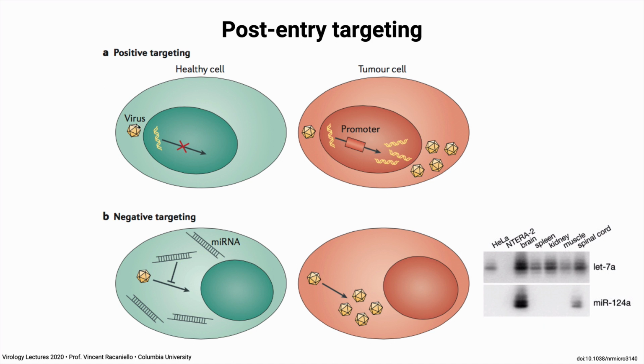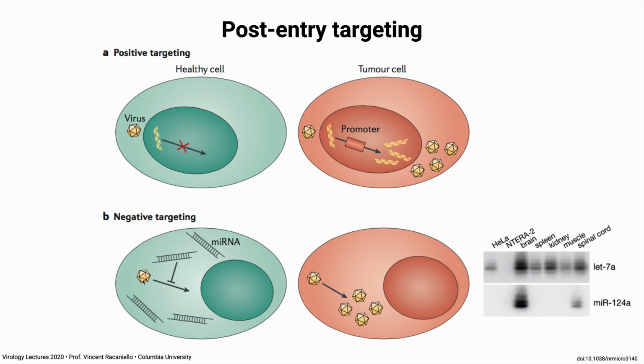So, for example, you can make a vector. You want to kill tumors with this virus. You use a promoter that doesn't work in non-tumor cells. You find a promoter that will only work in a tumor cell. And you have to find that experimentally, but it's possible. There are promoters that only work in tumor cells. And therefore, that restricts your virus to replicating and killing tumor cells. You want to increase the safety, right? So that's positive targeting. You can have negative targeting.